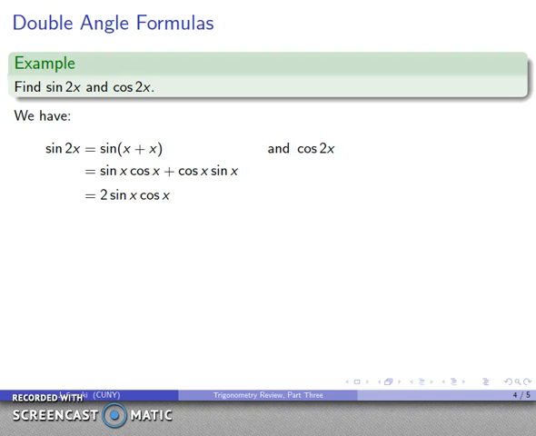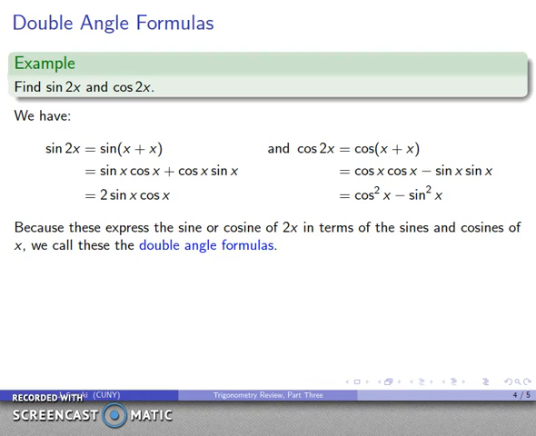Likewise, if I take cosine of 2x, well, that's going to be the cosine of x plus x, and I'll apply the cosine addition formula, and that's going to be cosine cosine sine sine, and the plus changes to a minus, so that's going to be cosine x minus sine x, and after all the dust settles, that's cosine squared minus sine squared.